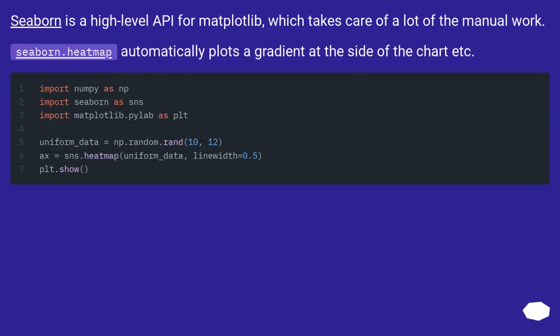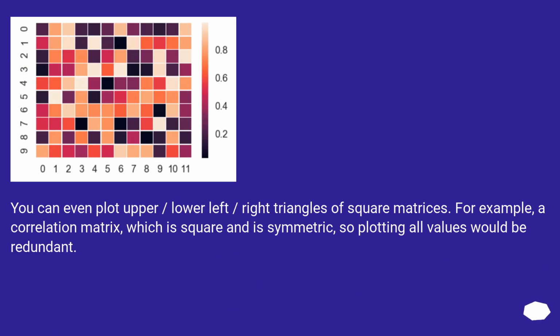Seaborn is a high-level API for matplotlib, which takes care of a lot of the manual work. seaborn.heatmap automatically plots a gradient at the side of the chart, etc. You can even plot upper, lower, left, right triangles of square matrices. For example, a correlation matrix, which is square and is symmetric, so plotting all values would be redundant.